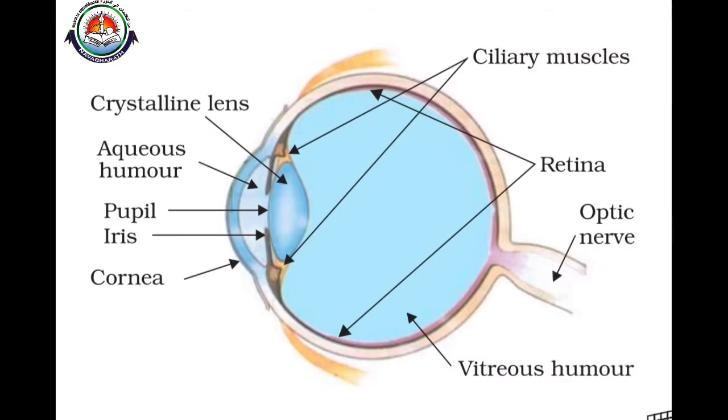Today we are going to discuss a new topic, the human eye. In this topic we are going to discuss the structure of a human eye, the main parts of the human eye and its functions. After that we are going to discuss the defects of the human eye and how to correct these defects. This is the topic we are going to discuss today.